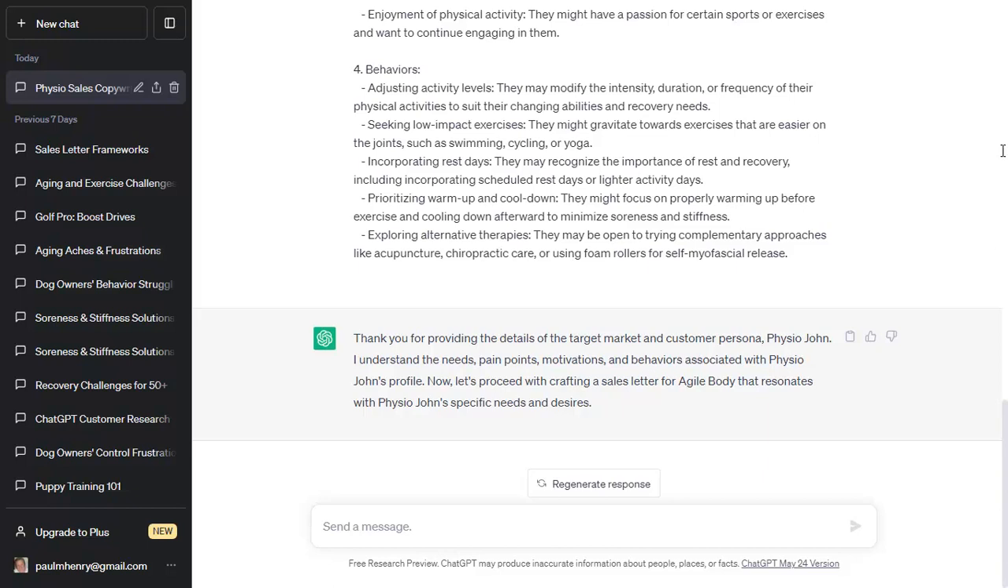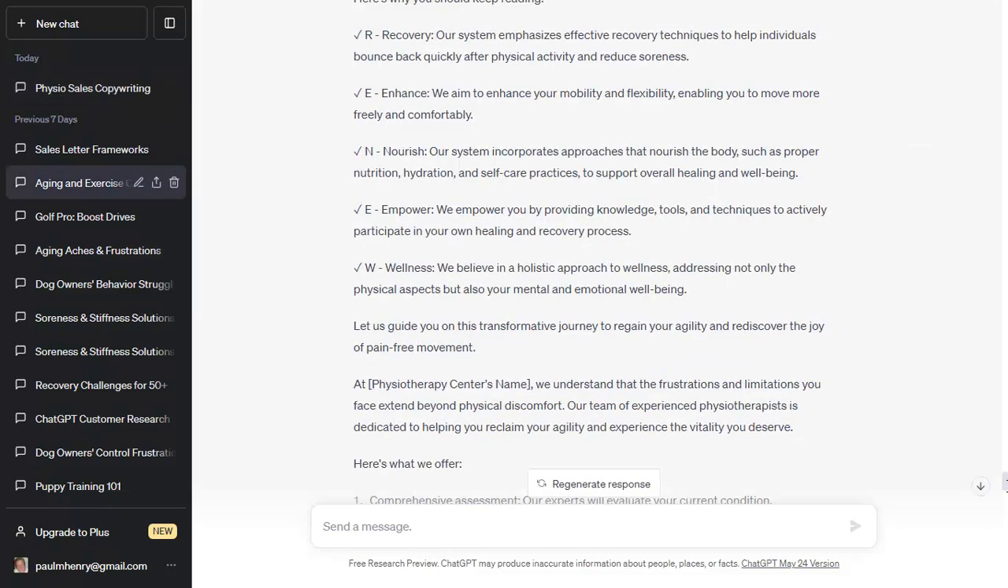What we need to do is give it more information on our company, Agile Body, and indeed the system. If you remember, we asked ChatGPT to give us a name for a system that we could use, which was Renew. So let's go back to what ChatGPT have given us, find out what that is and copy it. So here we are where we found out our system is going to be called Renew: Recovery, Enhance, Nourish, Empower, Wellness. I think that's brilliant.